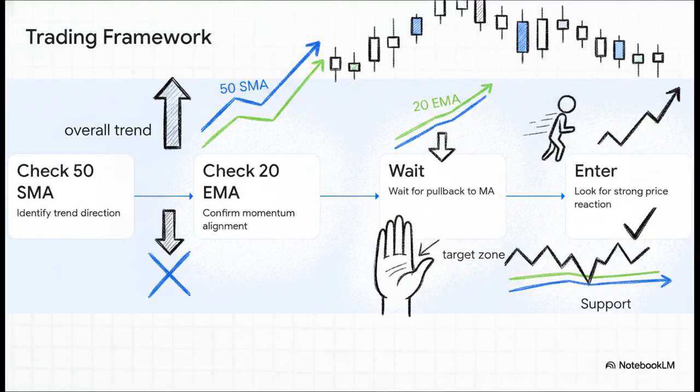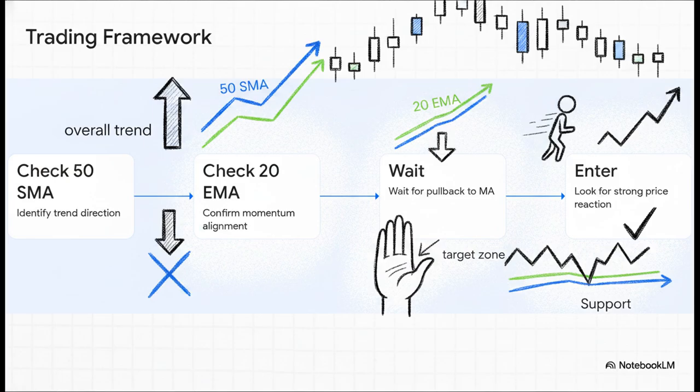Let's actually build a practical, rule-based approach right now using just a 50 SMA and a faster 20 EMA. Step 1. Check that slow 50 SMA to find your overall big-picture trend direction. Are we riding above it or below it? Step 2. Check your fast 20 EMA. Is it pointing the same way as the 50? That confirms your momentum.